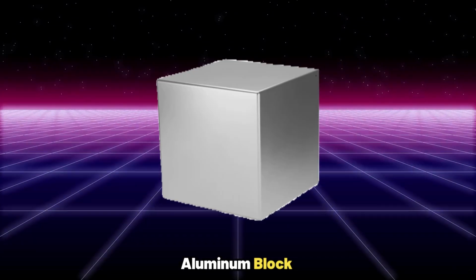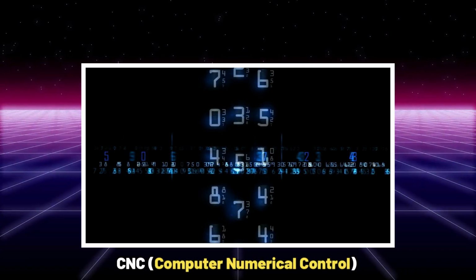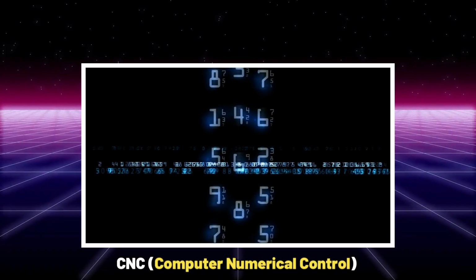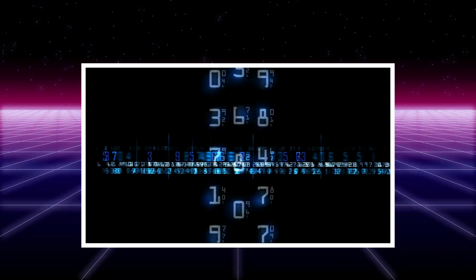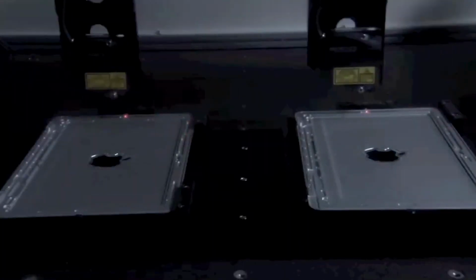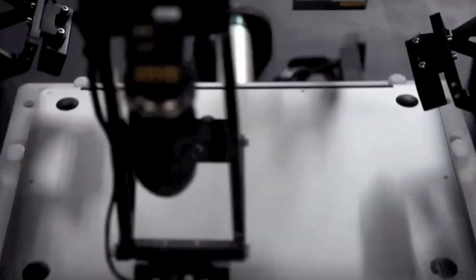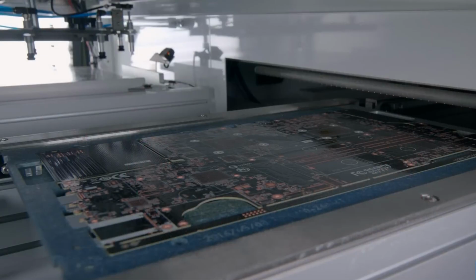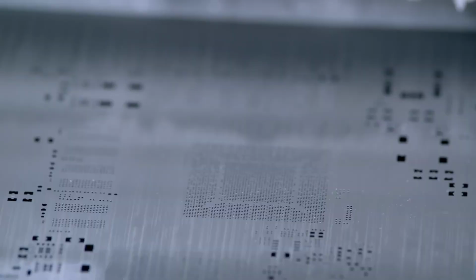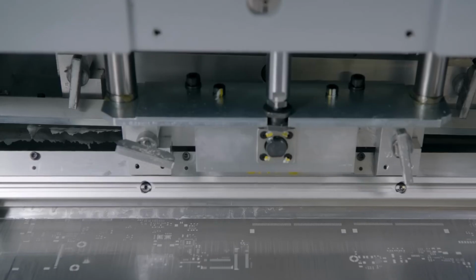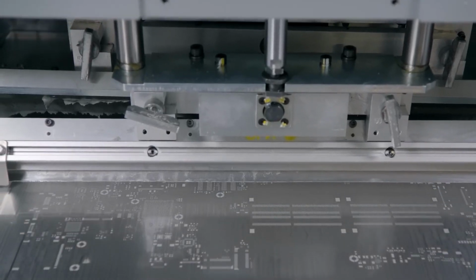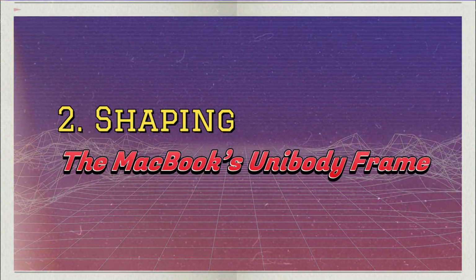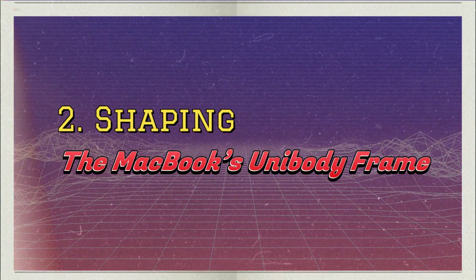The aluminum block undergoes a process called CNC, computer numerical control machining, where every millimeter is carved to exact precision. It's like sculpting a statue, but with robots doing the work. What's impressive? Every MacBook shell is milled from a single piece, ensuring durability and that seamless look. The use of recycled materials and high-tech precision sets the stage for what will become one of the most iconic devices in tech.